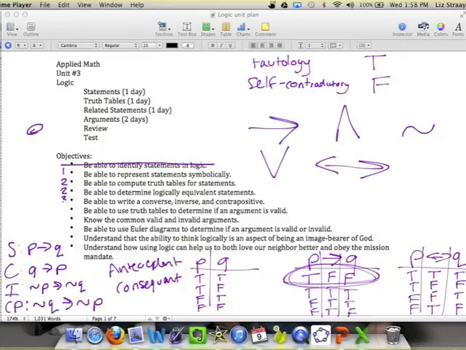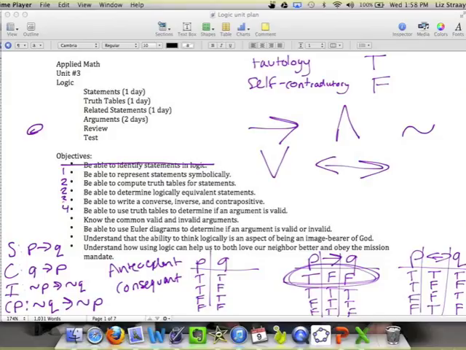Then we talked about arguments, using truth tables to tell if an argument is valid. So that was in lesson 4.